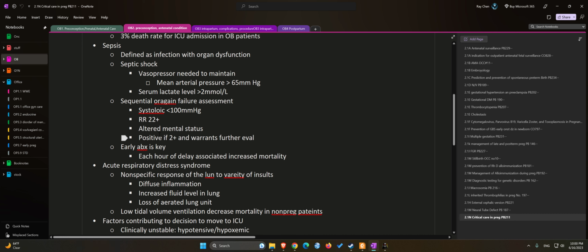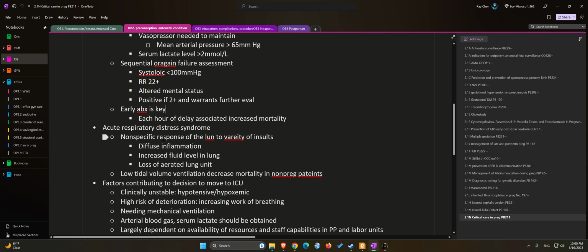Acute respiratory distress syndrome: a non-specific response of the lungs to a variety of insults, such as diffuse inflammation, increased fluid level in the lung, loss of aerated lung units. Low tidal volume ventilation decreased mortality in non-pregnant patients.